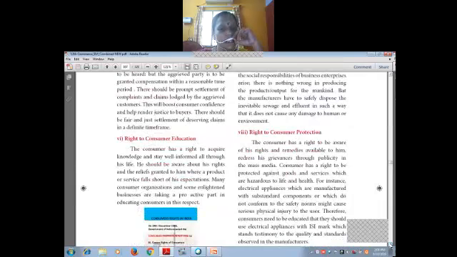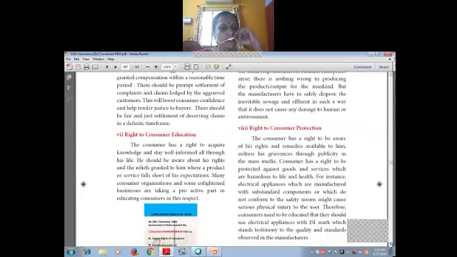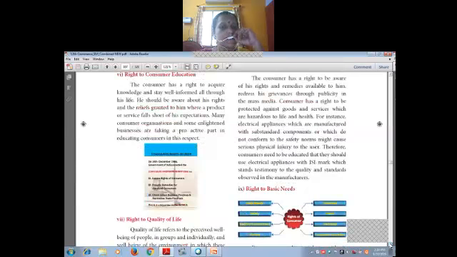Right to consumer education. The consumer has a right to acquire knowledge and stay well informed all through his life. He should be aware about his rights and the reliefs granted to him where a product or service falls short of his expectation. Many consumer organizations and some enlightened businesses are taking a proactive part in educating consumers in this process.